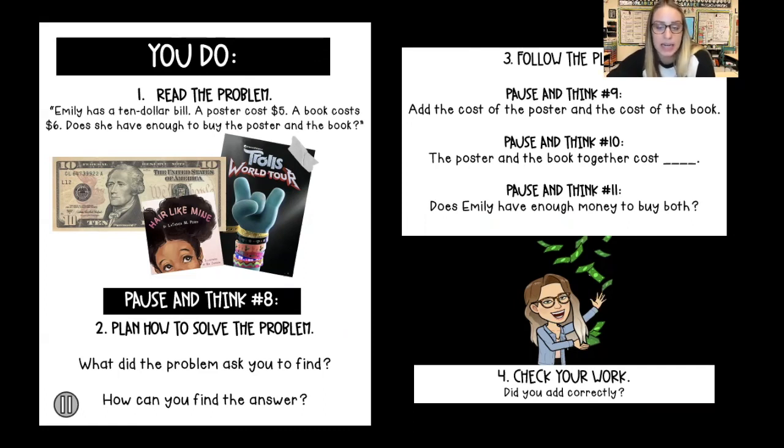For pause and think number 10, it says the poster and the book together cost blank. So what was the total that you got from your pause and think number 9? Go ahead and answer that question and press play when you're finished. Pause and think number 11, does Emily have enough money to buy both? So when you added those two costs together, was it more than $10 or less than $10? So does she have enough money to buy both the book and the poster? Go ahead and answer that question and press play when you are ready to check your work.